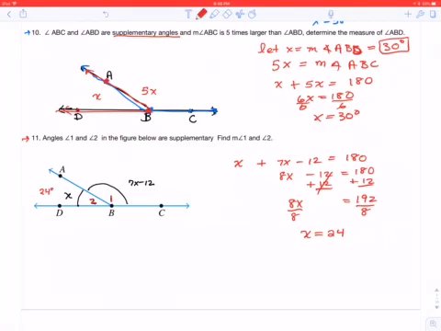Now to get angle 1, I could just subtract it from 180, or I could say 7x, so 7 times 24, minus 12. I get 156.